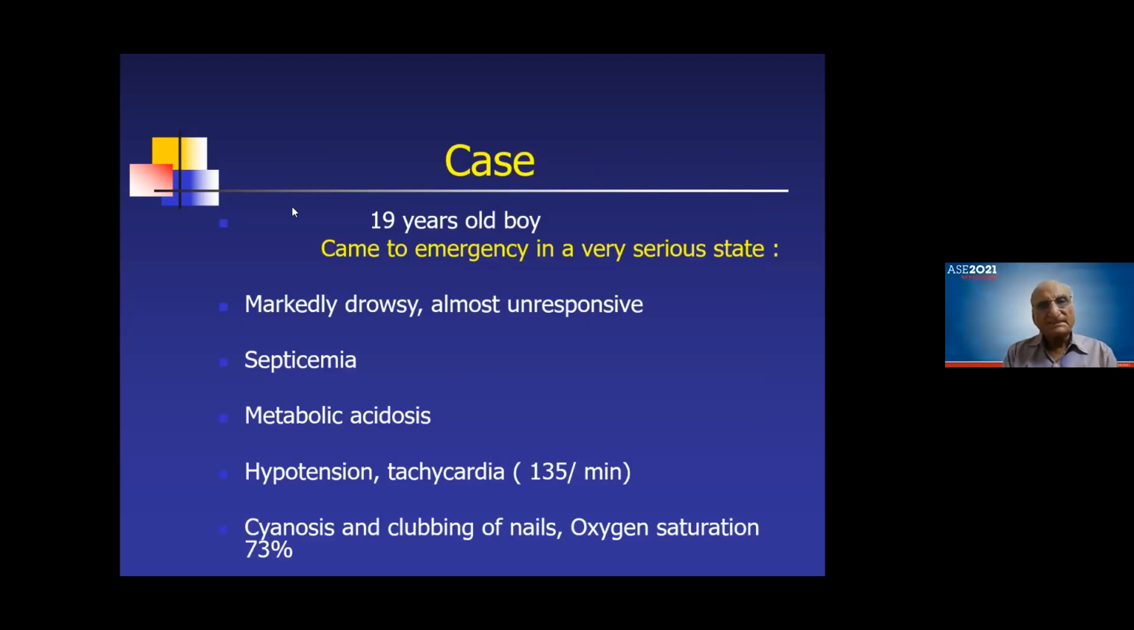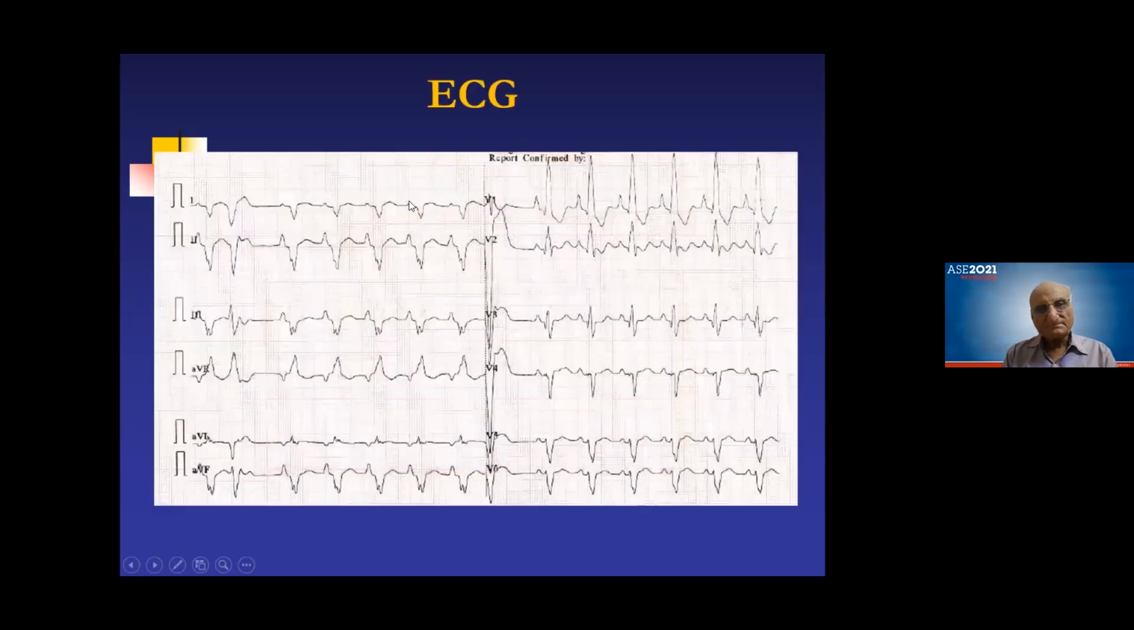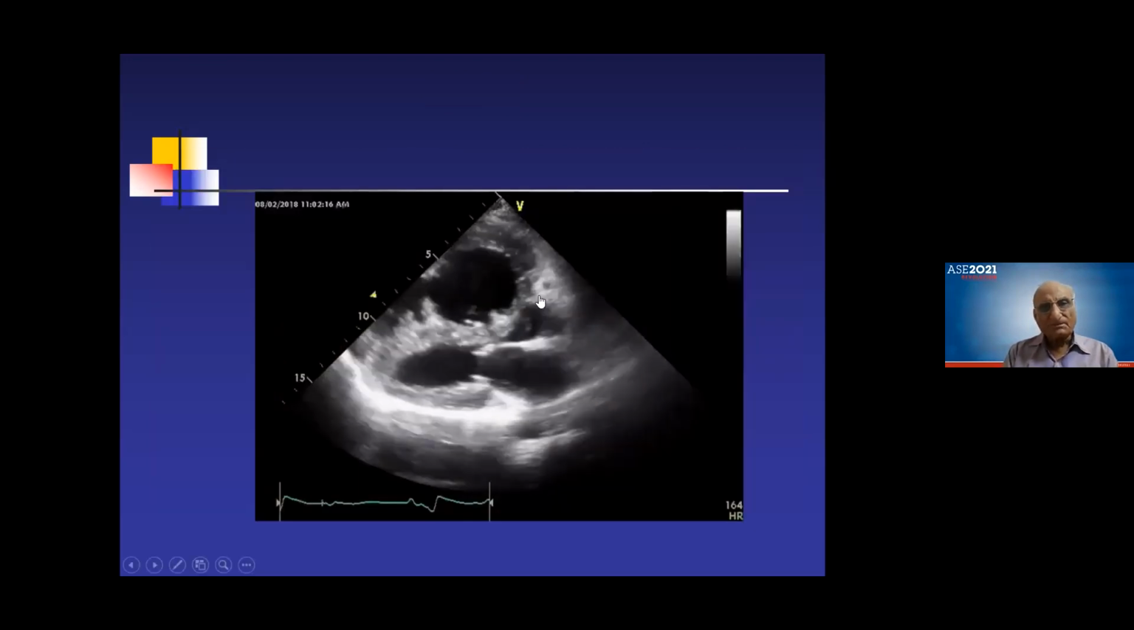Now this was a 19-year-old boy who came to the emergency in a very serious state: acidosis, septicemia, hypotension, cyanosis, and oxygen saturation 73%. You see the boy had severe cyanosis and clubbing of the nails. This also showed a marked RVH. So this almost gave us a diagnosis that there has to be a right to left shunt, and that we have to demonstrate. Now see what happens here.